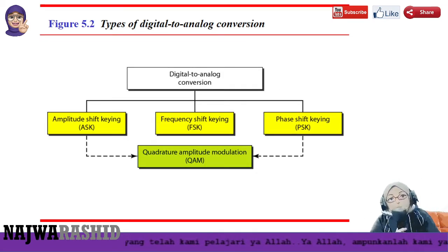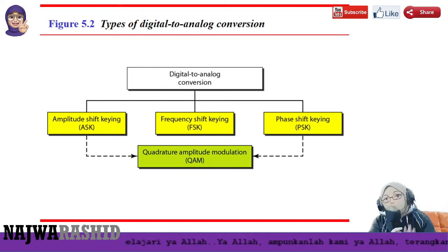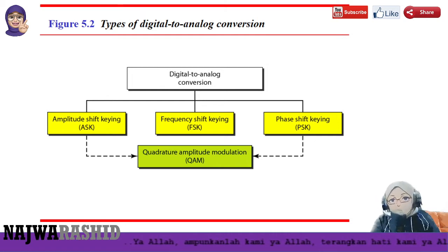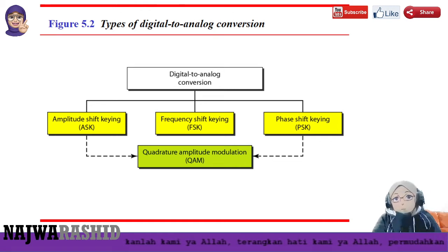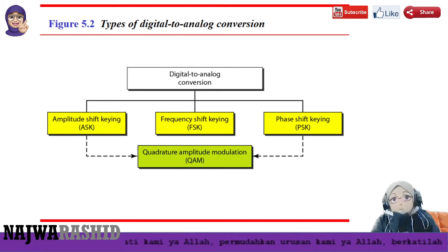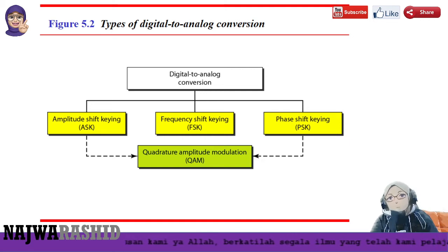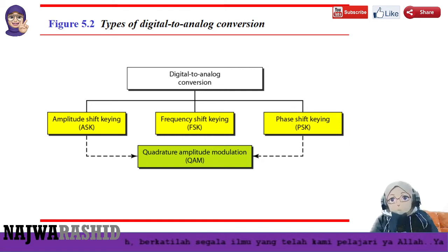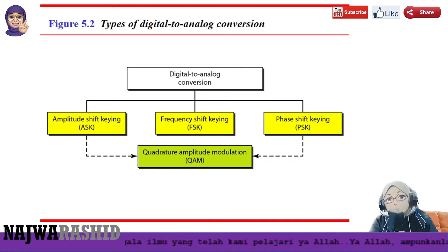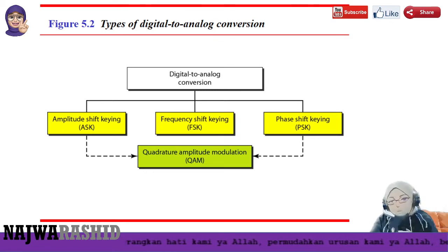Okay, we have four types of digital to analog conversion: ASK, FSK, PSK, and QAM. In ASK, we change the amplitude. In FSK, we change the frequency. In PSK, we change the phase. In QAM, we change the amplitude and the phase. It's a combination of ASK and PSK.